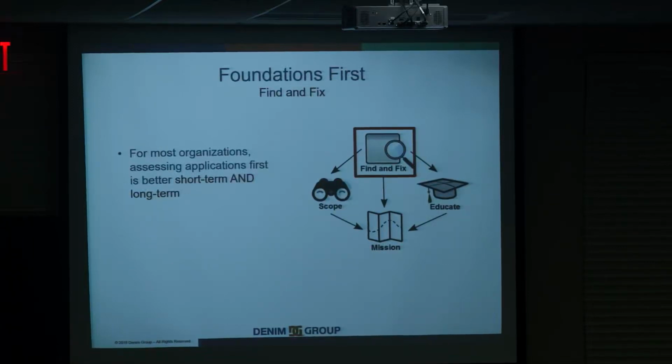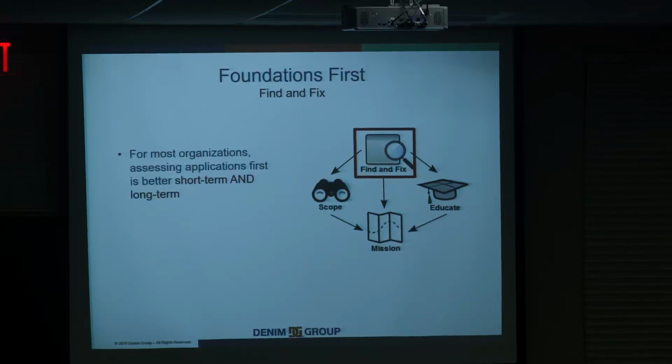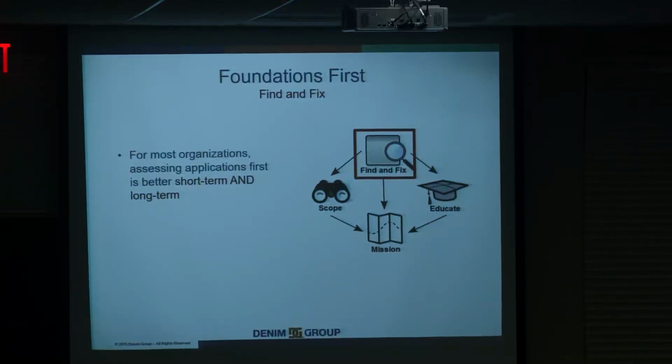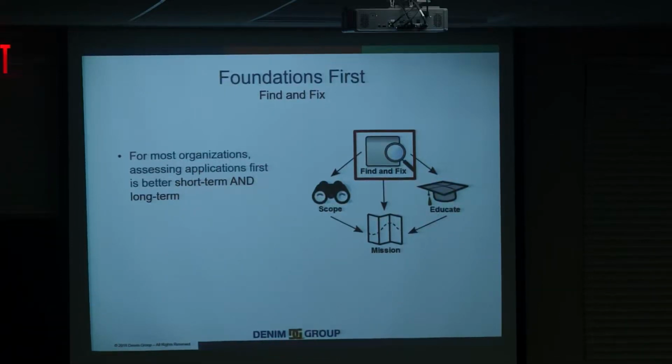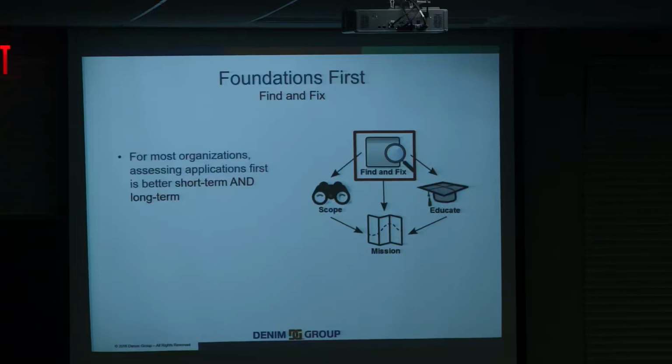For most organizations, assessing applications first is better short-term and long-term. I bring up this point because a lot of times we come into enterprises, into teams that may have a mix of legacy applications and active development, and they make the decision, well, I'm going to change the SDLC first because that's our new development. Those are going to be some important applications, and vulnerabilities are much cheaper to fix early in development. Those things are all true, but what are some drawbacks to that line of reasoning?